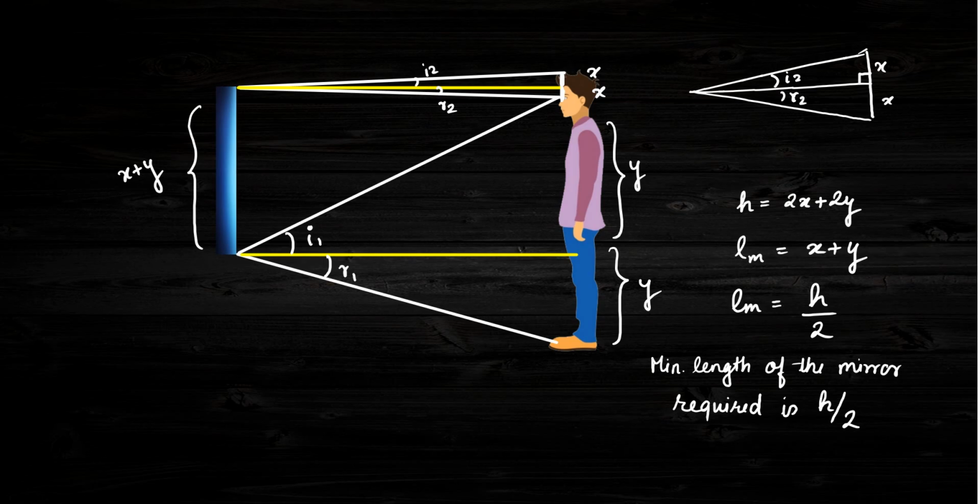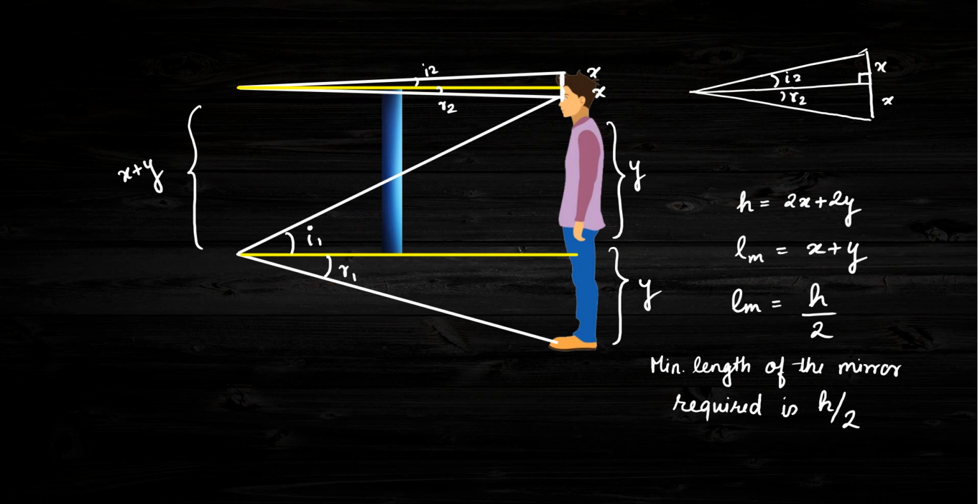Also, let us note another interesting fact. Let us say what will happen if we try to bring this mirror closer to the observer. Let's try to understand what happens. Let's say I bring the mirror closer to the observer.